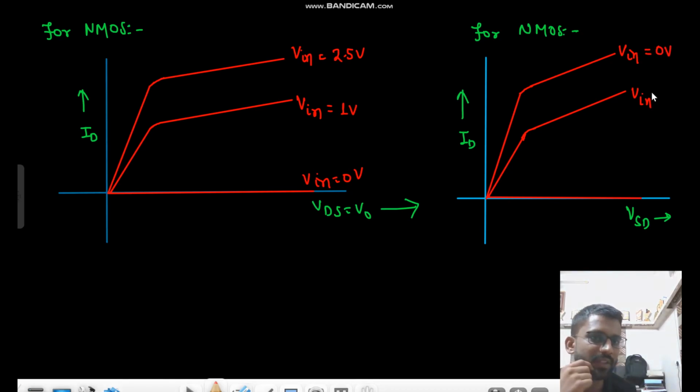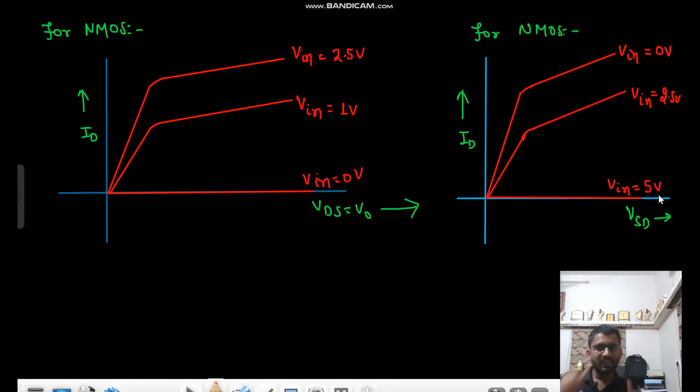This is 0 volt. This is, let us assume, 2.5 volt. And this would be Vin equals 0 volt. Not 0 volt, 5 volt, because when Vin equals 5 volt, VSG is 0, that means 0 current is there. So that would be Vin equals 5 volt.